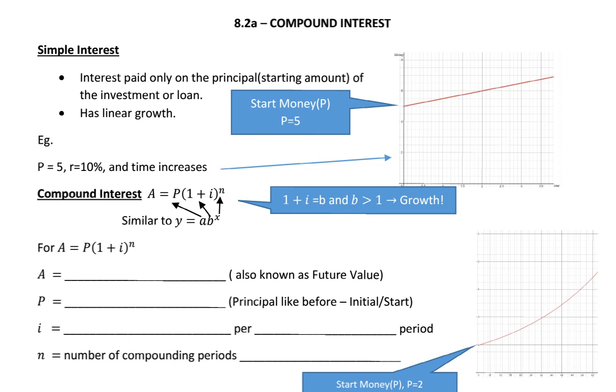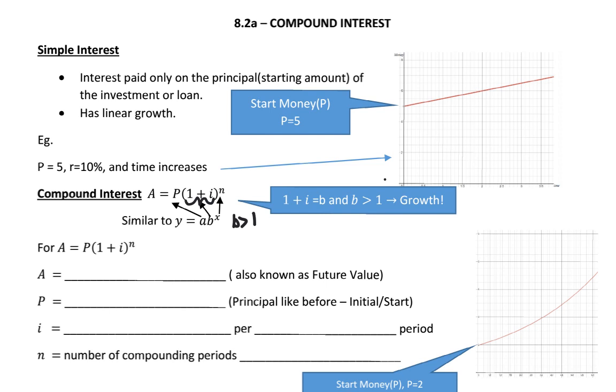Now, when we talk about compound interest, it is similar to what we studied before. Y equals a b to the x, where the a value is the P, the b value is what we find in the bracket here, between here and here. That is what our b is, and we can guarantee that this b value is bigger than 1 consistently, so it's going to be growing.